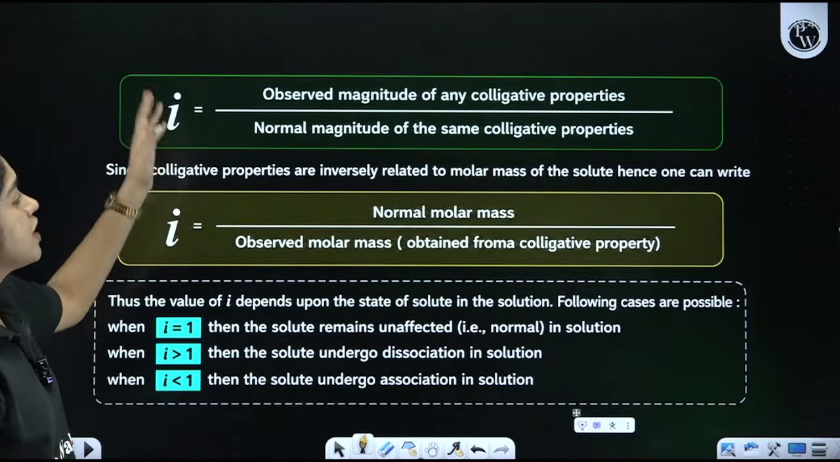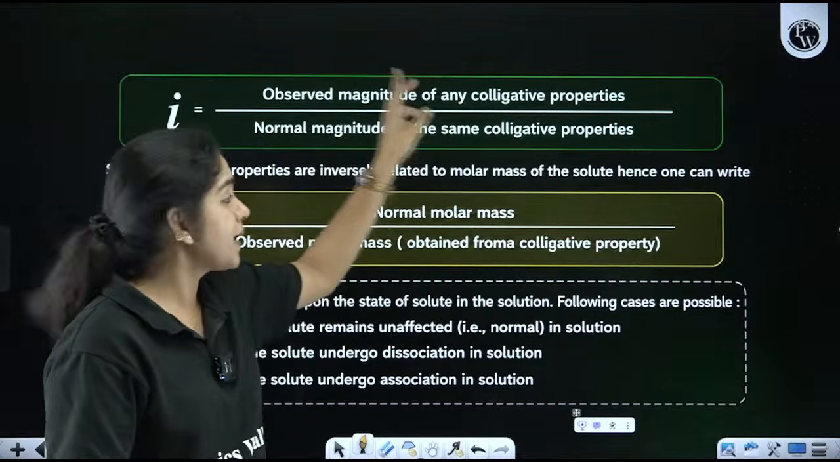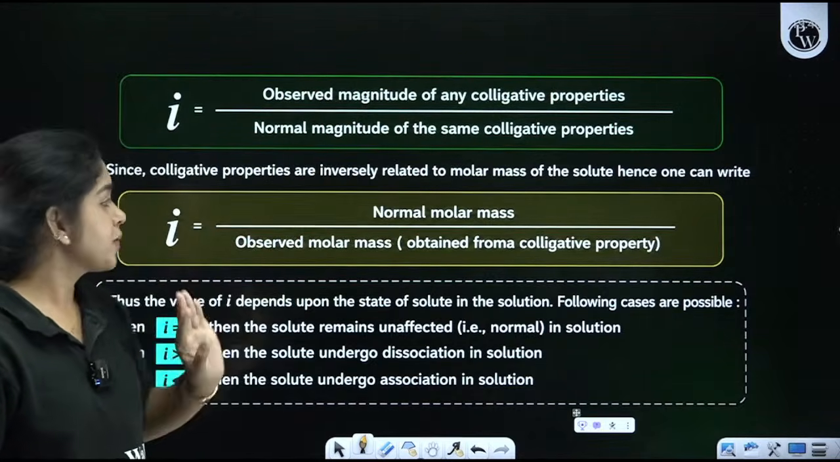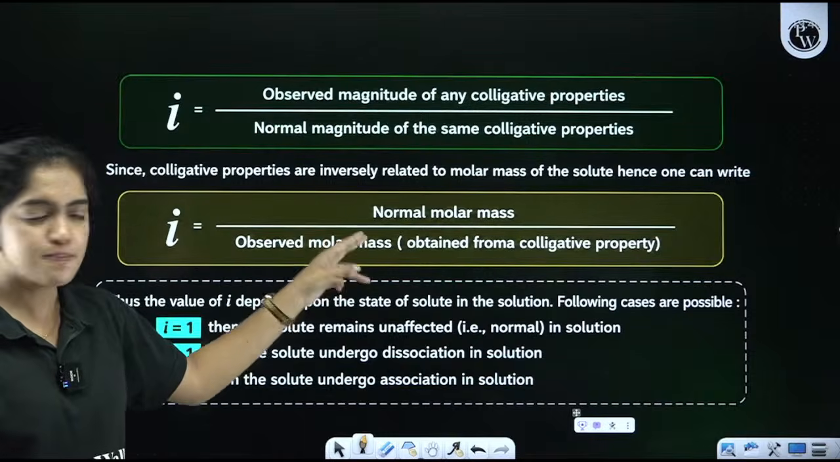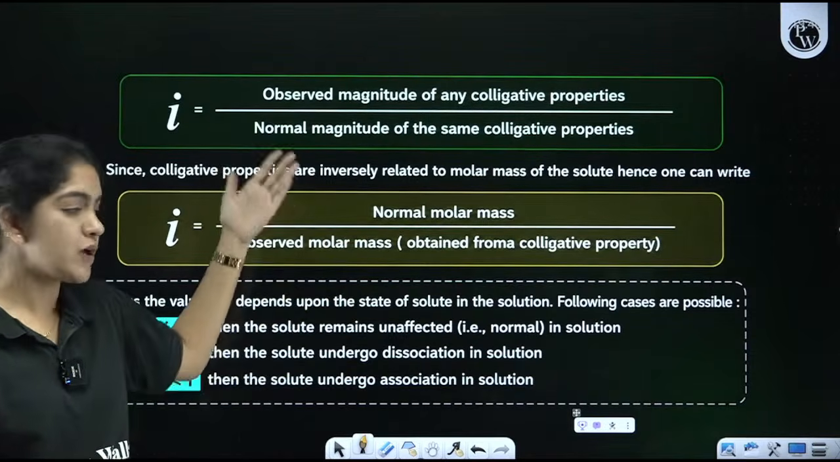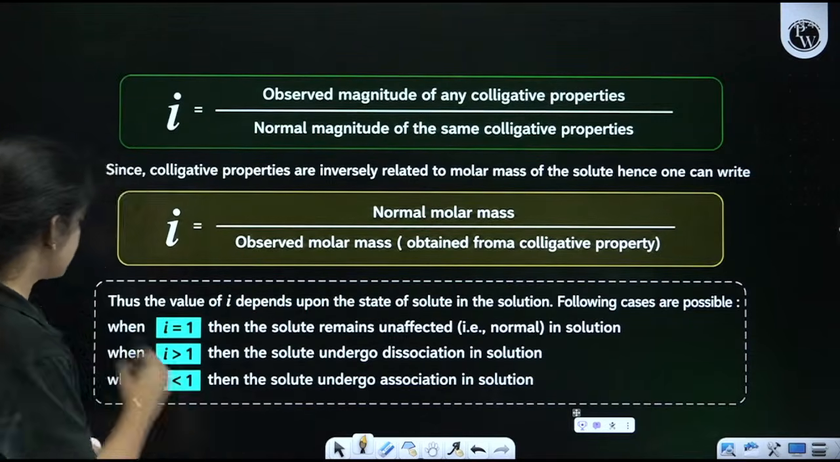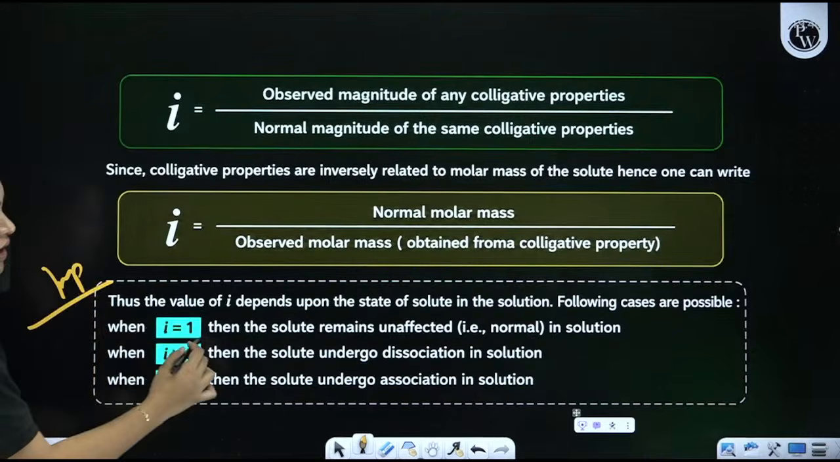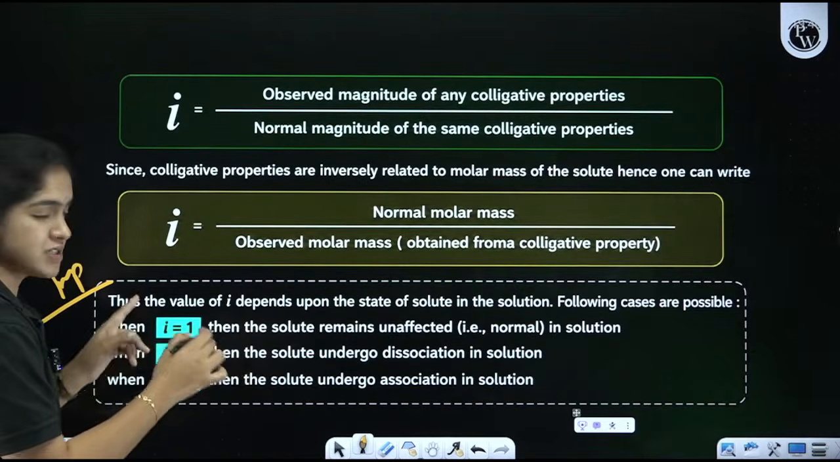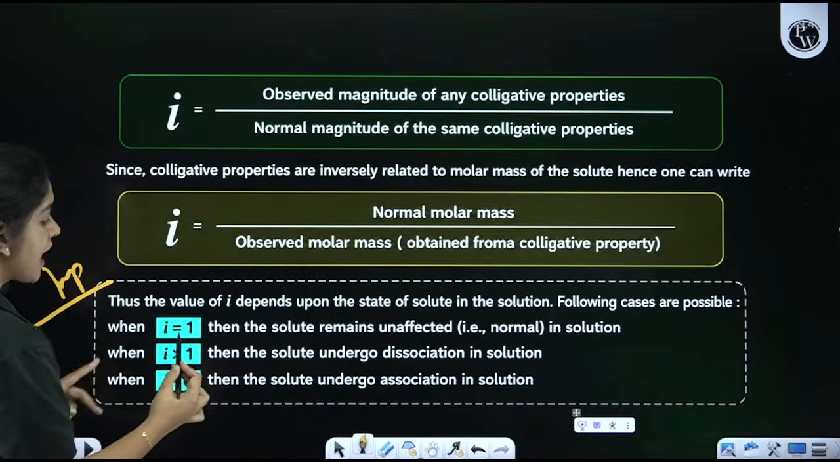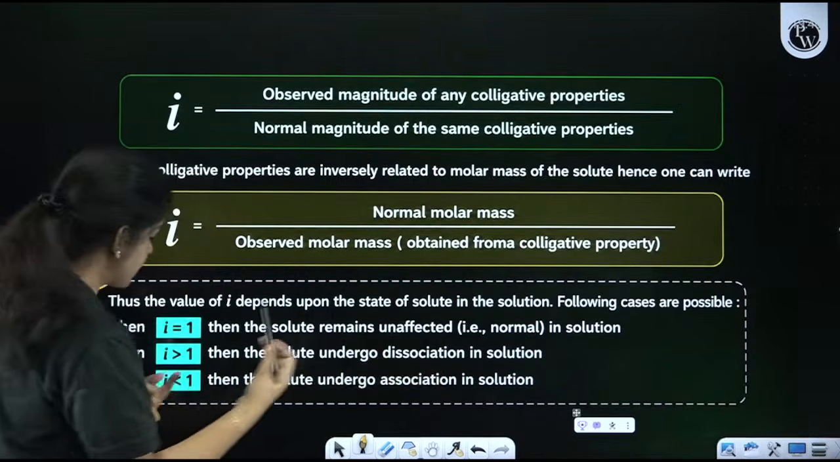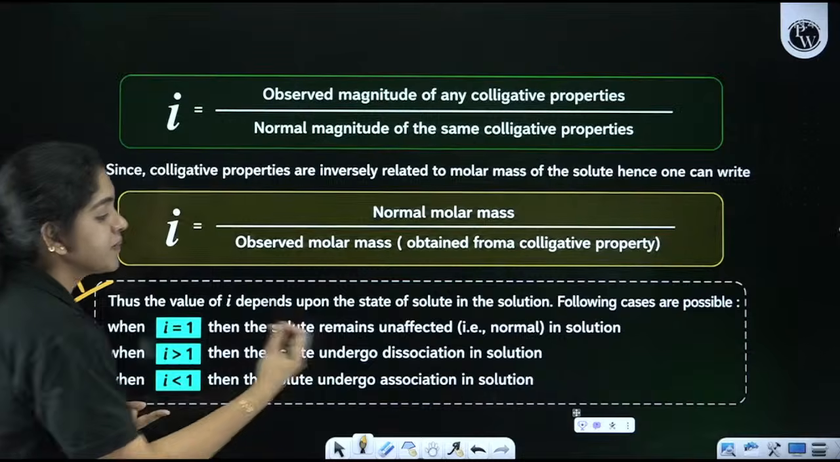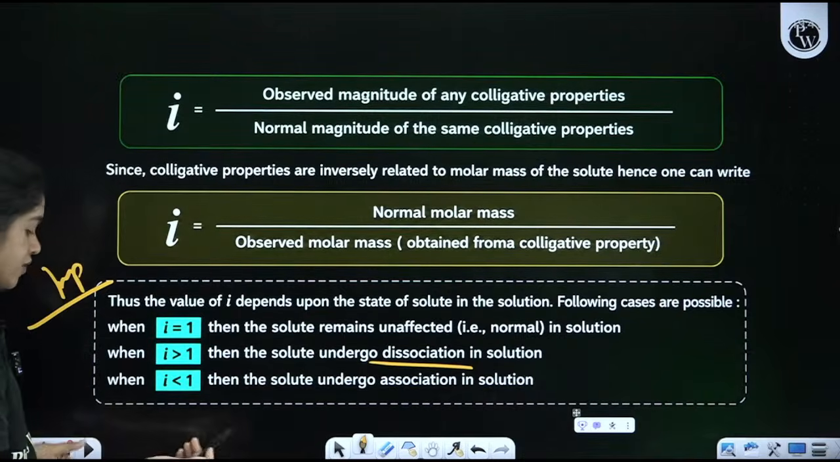So, what is i? The observed colligative property by normal colligative property, or normal molar mass by observed molar mass. Two equations are there, and learn this. This is very important. i equal to 1? No association, no dissociation. This was your doubt, right? Look here: i equal to 1 means no association, no dissociation. i greater than 1 means what? Dissociation.